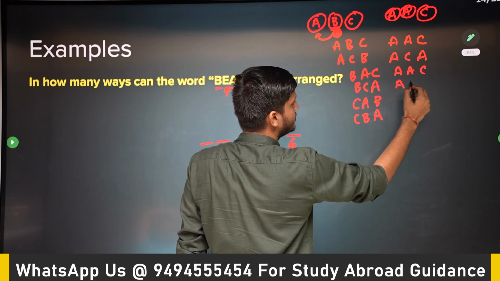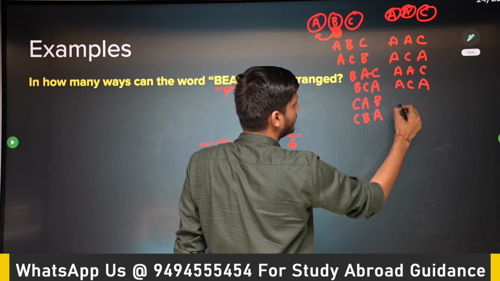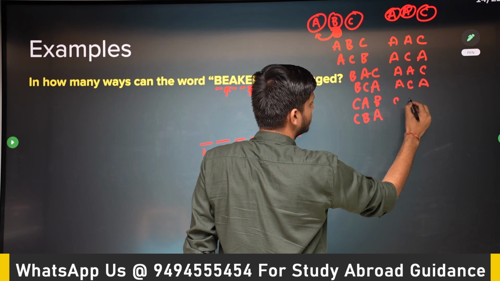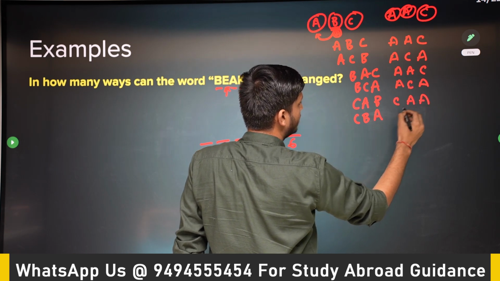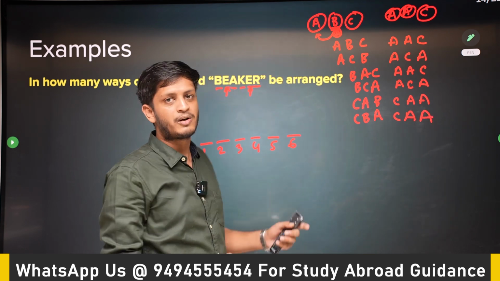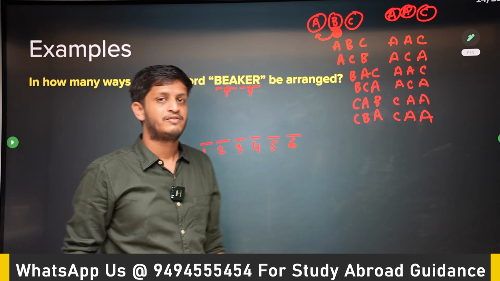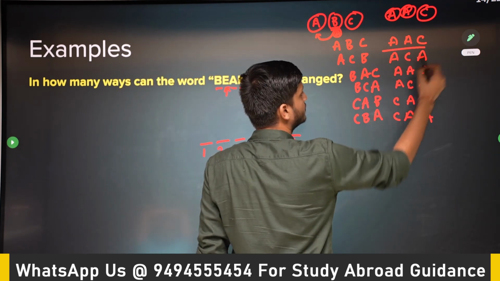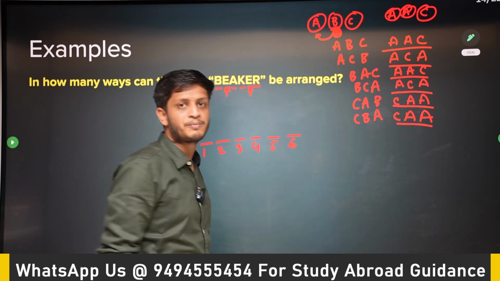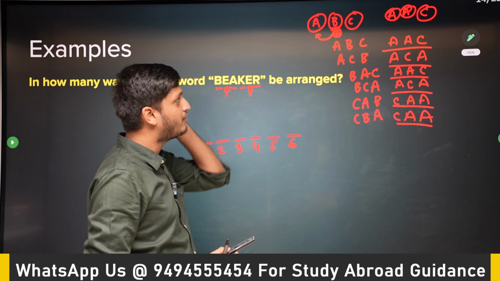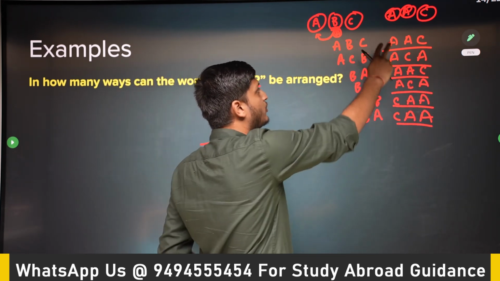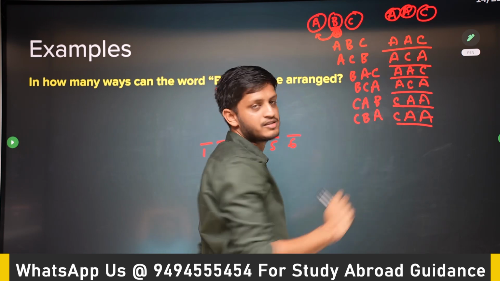So this will become ACA. This will become CAA. This will become CAA. And this will become CAA. You see the problem, right? We are overcounting. We have AAC twice. We have ACA twice. We have CAA twice. The problem was what? We cannot apply the direct formula here because we have 2 A's, and the formula is for all distinct words, so you will have repetitions, right?